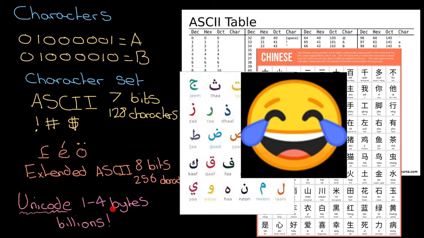So if you're looking for the number of characters each character set can represent, then ASCII is the worst. Extended ASCII gets better and Unicode is the best, but it's not all good because Unicode takes up more storage space per character than either of the other two. And that's all you need to know about characters.